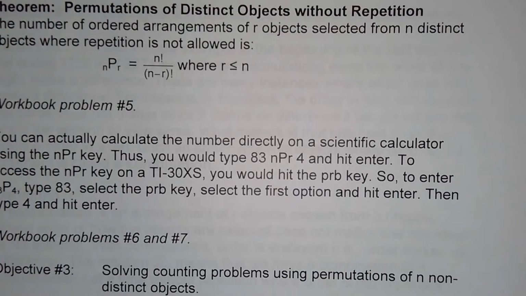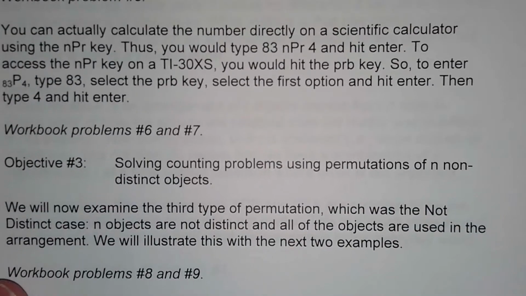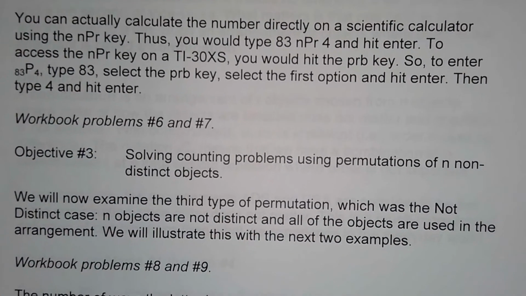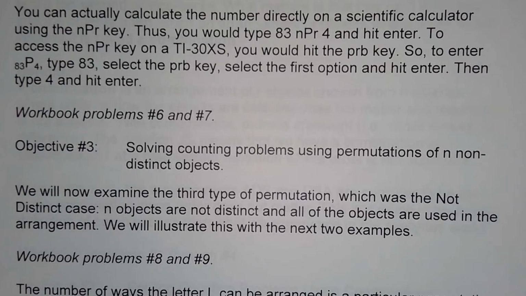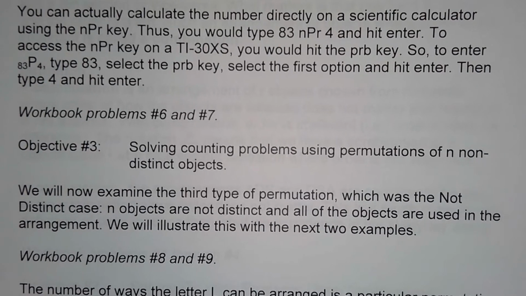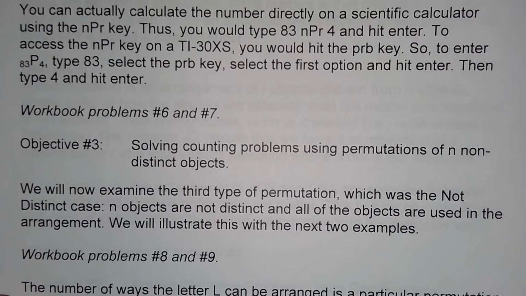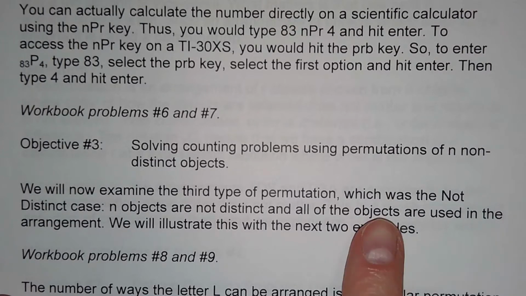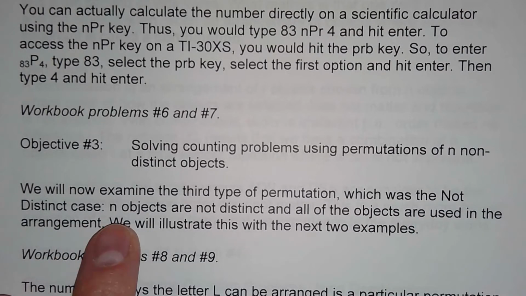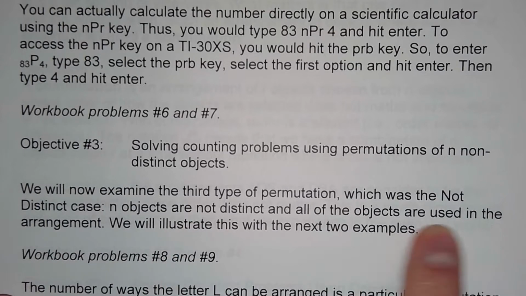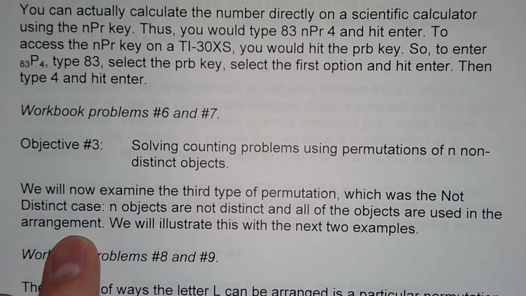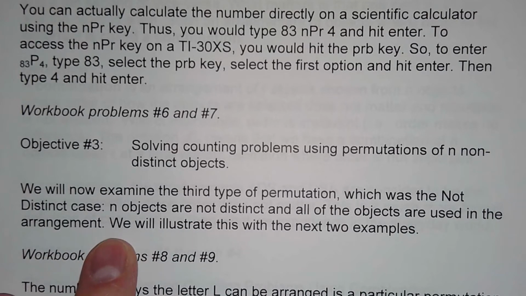Alright, so now we need to talk about the third type of permutation, solving counting problems using permutations of n non-distinct objects. We'll now examine the third type of permutation, which was the non-distinct case. N objects not distinct, and all the objects are used in the arrangement. And we're going to illustrate how this is going to work with the next two examples from our workbook.